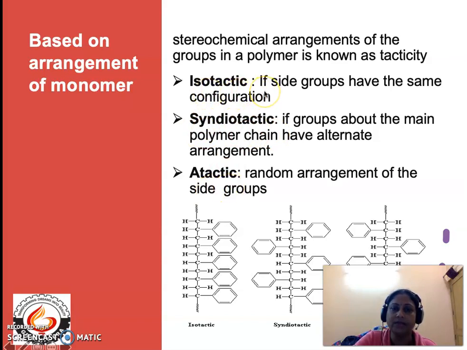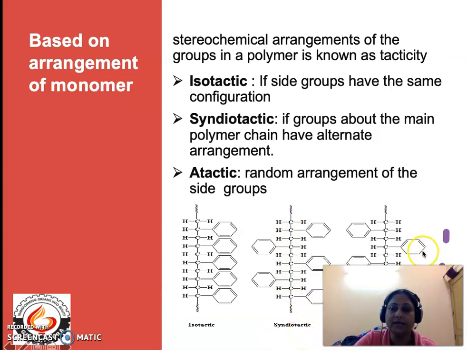Now, under the isotactic, if the side groups are having the same configuration or the same arrangement across the polymer chain, we call them isotactic. But if the side groups are arranged in an alternating fashion across the polymer carbon chain, we call them syndiotactic.